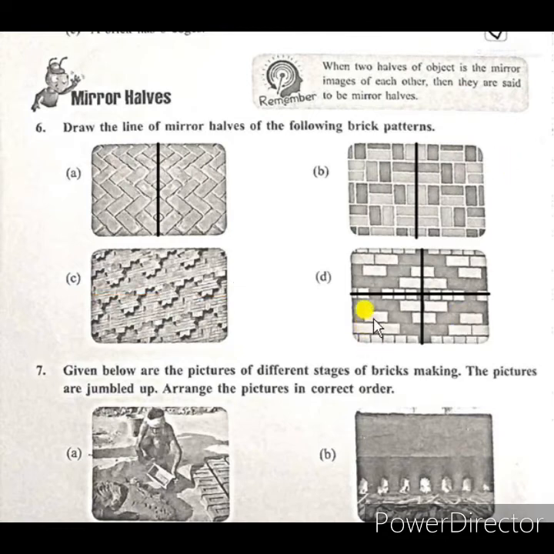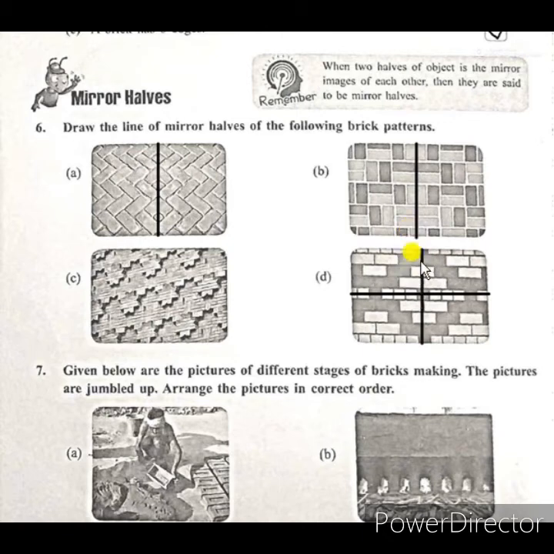Here also another pattern of bricks. Here if you draw a vertical line and a horizontal line, however we divide this picture into two halves, both the sides look the same. So here two lines of mirror halves are there. One is a vertical line and the other is a horizontal line. In the fourth figure there are two lines of mirror halves.